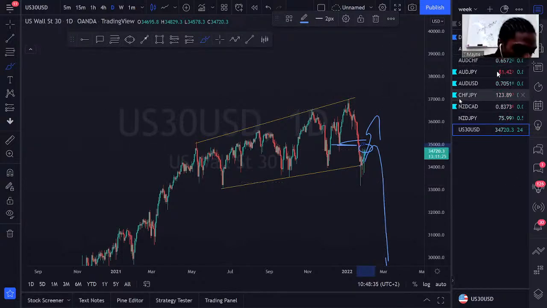Yeah. Can we look at AUDJPY? We won't be looking at any pairs now. It's a little bit too late. Can we check NASDAQ? No, we won't be looking at any pairs now. It's a bit too late.